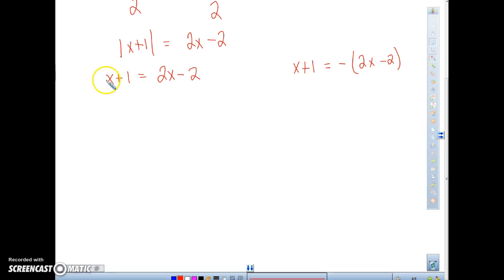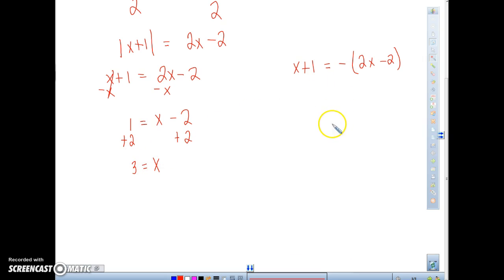Now, does it really matter whether I subtract this x over or the 2x over? Not really. Let's keep it positive. Let's do it different than we did the last one. We'll subtract the x to the right side. This cancels, and you get 1 is equal to x minus 2. I'll add the 2 to both sides, and you get 3 is equal to x. So we have one answer so far.